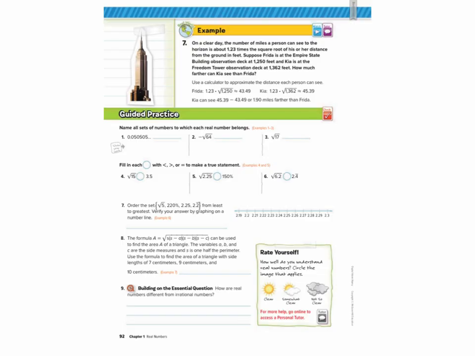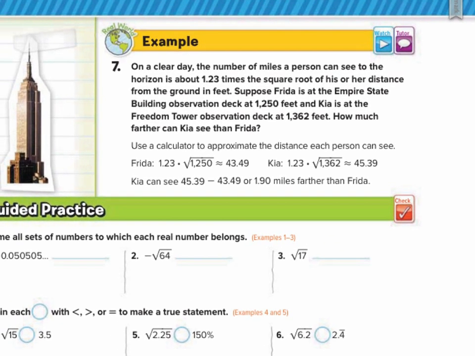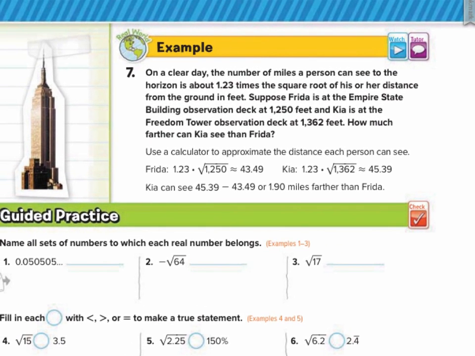As we finish up our lesson now with our guided example number 7, on a clear day, the number of miles a person can see to the horizon is about 1 and 23/100 times the square root of his or her distance from the ground in feet. Suppose Frida is at the Empire State Building observation deck at 1,250 feet, and Kia is at the Freedom Tower observation deck at 1,362 feet. How much farther can Kia see than Frida?